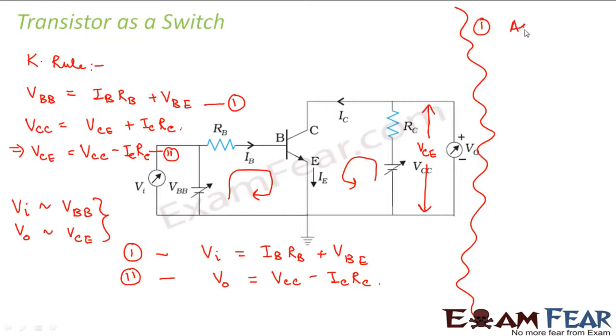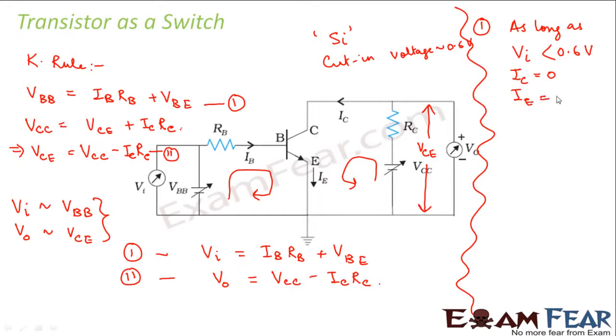As long as my input voltage VI is less than 0.6 volts, and here I am talking about silicon, what is the cut-in voltage for silicon? You remember what cut-in voltage is? Cut-in voltage for silicon is 0.6 volts. That means below this voltage there is no current at all. Even though the voltage increases, there is no current. Only after this cut-in voltage or threshold voltage, whatever you call it, the transistor will be in active state. So as long as the input voltage is less than 0.6 volts, the current is 0. Collector current is also 0, emitter current is also 0. So if everything is 0, what happens to the output? The output becomes equal to VCC.